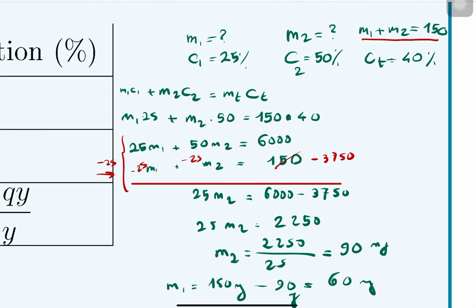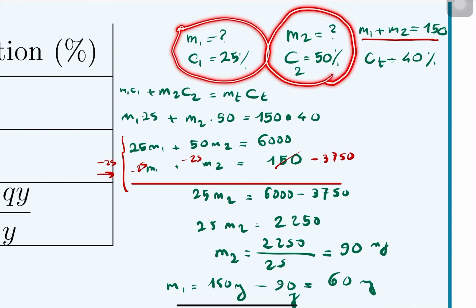I know the first solution is M1. We don't know the mass, but we know the concentration is 25%. The solution 2 is M2. I don't know the mass, but I know the concentration is 50%, and I mix these two, and the result will be this. But I know from the question, the mass of these two will be 150, and the total concentration will be 40, which is between 25 and 50.